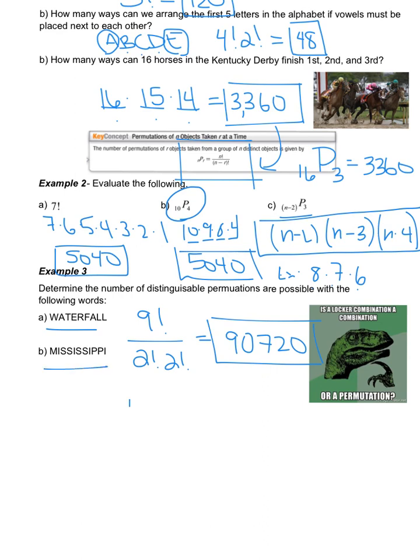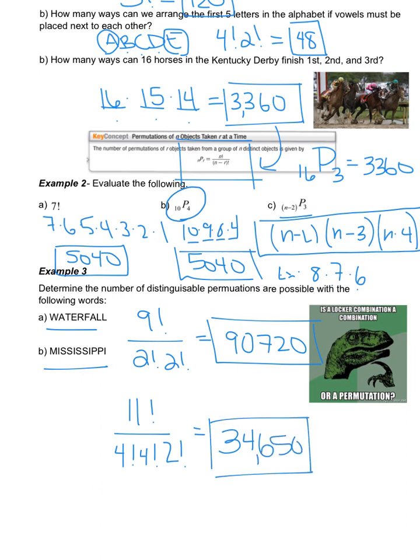Same idea with Mississippi. We have 11 total letters. There's 4 I's, there's 4 S's, and there's 2 P's. So if we divide out the repeats, the only distinguishable permutations that are possible with the word Mississippi are 34,650. The reason there's so many less is because we can't tell the difference between the S's, the I's, and the P's.